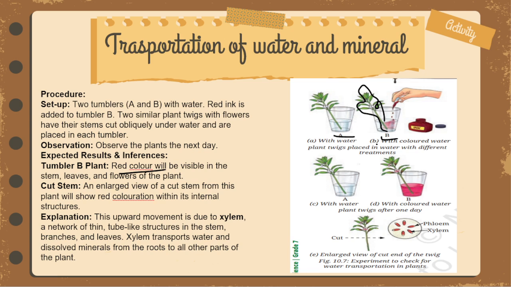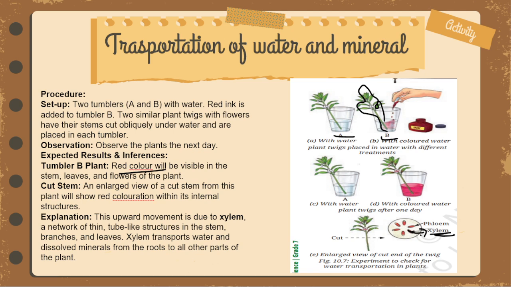So now what does this demonstrate? This demonstrates that the ink that was put in tumbler B moved upwards, and this upward movement is due to a small tissue called xylem. This particular tissue is xylem.